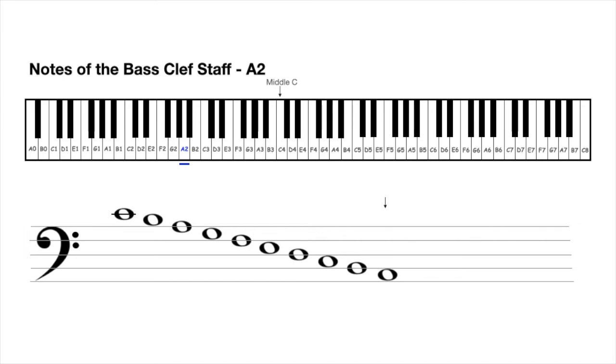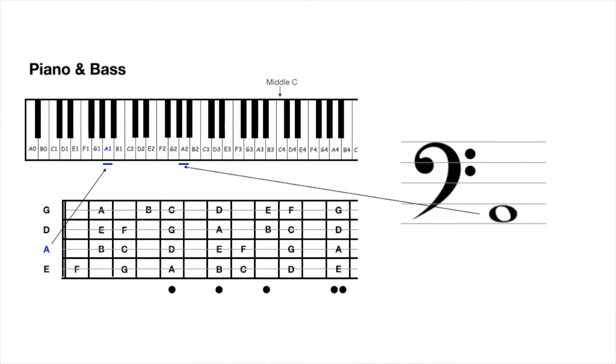This means that when bassists read this A note on the bass staff, we are actually playing one octave lower than what this actual note represents. When we play this note on the piano, it is the A2. The bass will always play the pitch one octave lower.